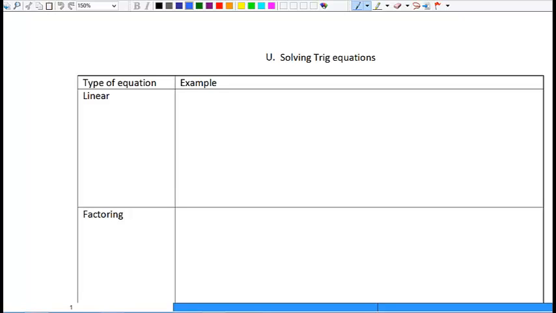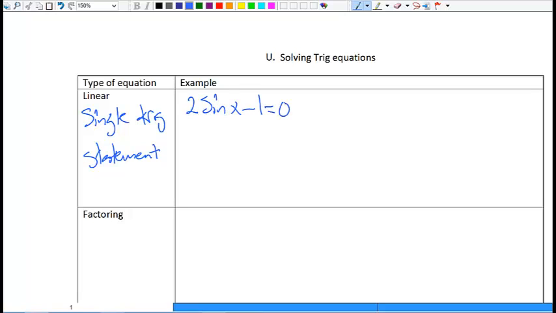Just to remind you of a couple different types of things that could come up when you're solving trig equations. You could see what's called a linear type equation, and the way we know it's a linear type equation is it's a single trig statement that I can easily manipulate to get it on one side of the equal sign. So something like 2 sine x minus 1 equals 0. It has only one trig statement in it, and so I can isolate it out. So if I add 1, I get 2 sine x equals 1, sine x equals a half.